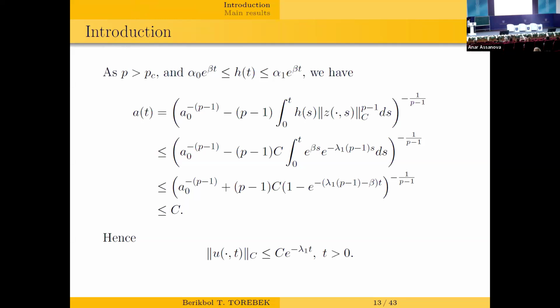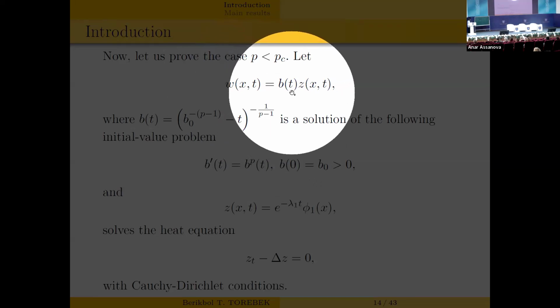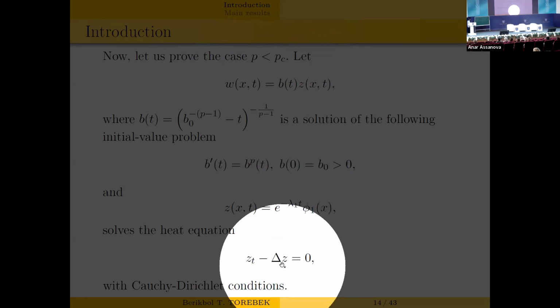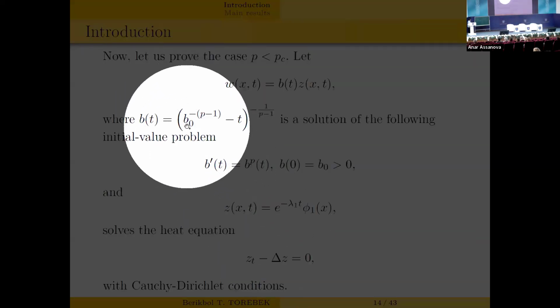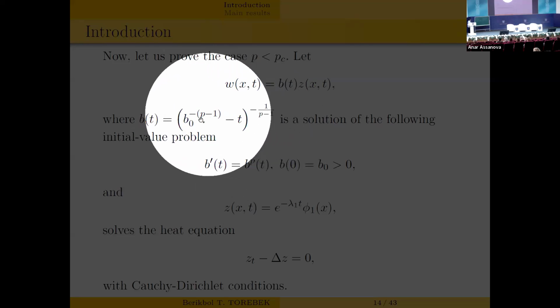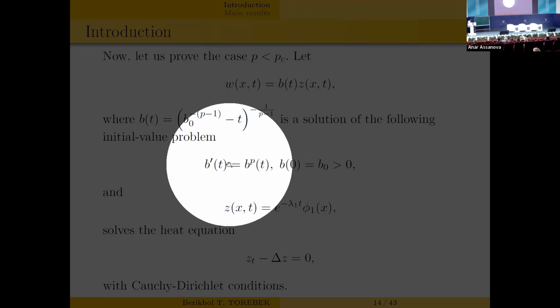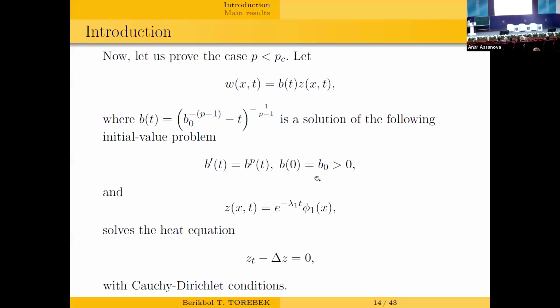Okay, next, let us prove the blow-up part. Again, we can consider this kind of function W, here b of t and z of x, t. This is still a solution of the linear heat equation with Cauchy-Dirichlet conditions. And b of t can be defined by this expression. It is a solution of this first order nonlinear differential equation with strictly positive initial data.